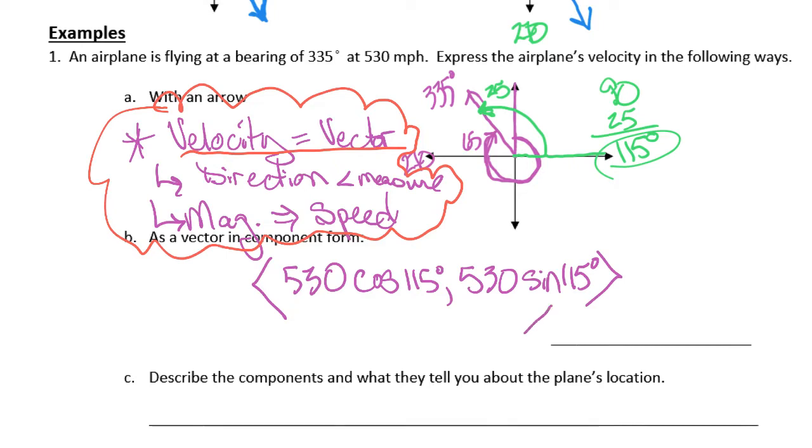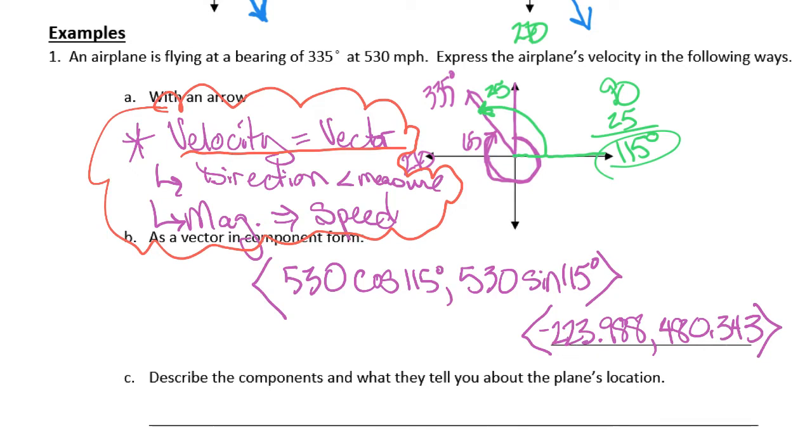Okay, so using your calculator, making sure that you are in degree mode, we would crunch that out and we would find that 530 times cosine of 115 is negative 223.988, and the y value is 480.343. So what does this mean? Describe the components and what they tell you about the airplane's location.